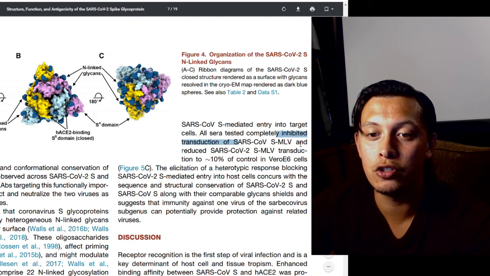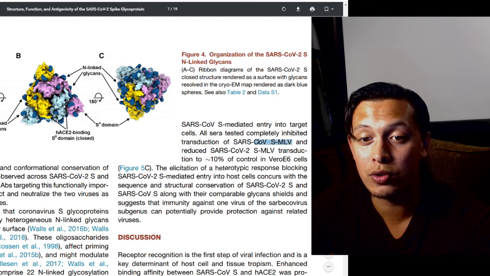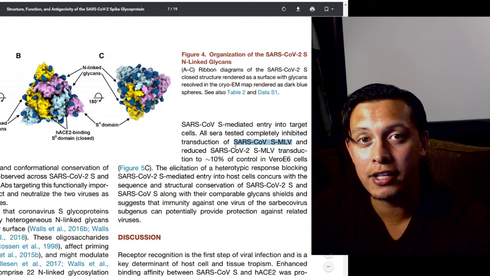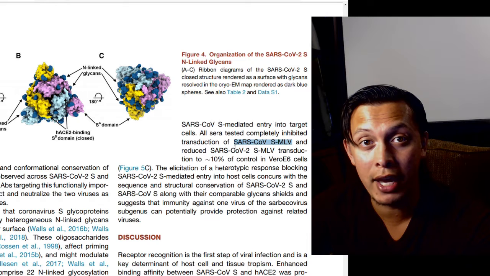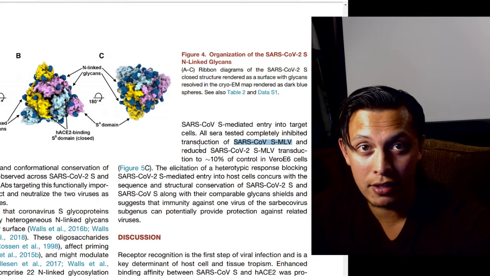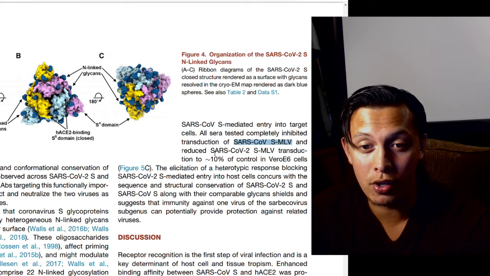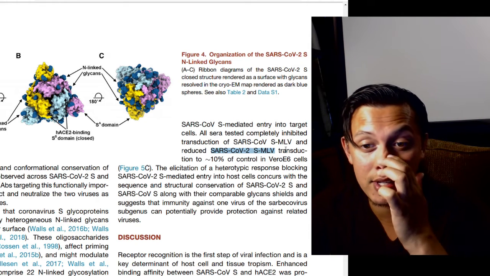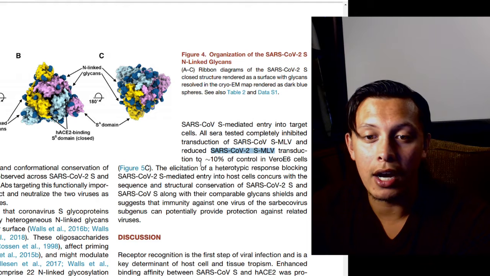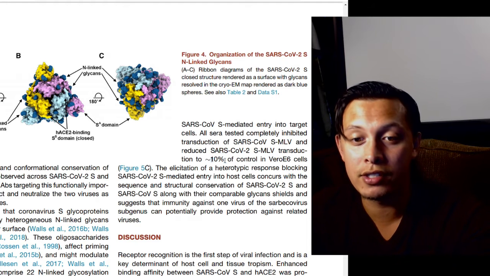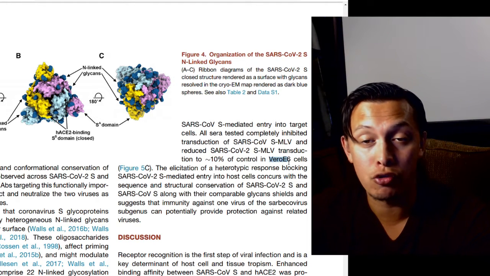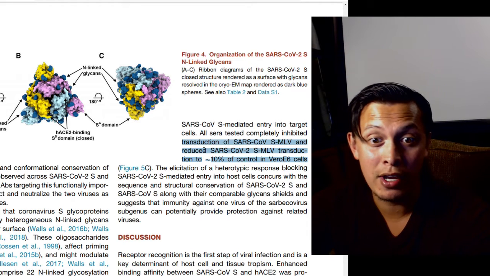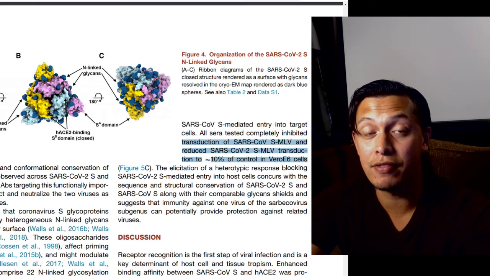So taking a virus that has the old SARS spike protein, getting the antibodies that were generated from that, completely inhibited this, but then it also inhibited this as well, the SARS-CoV-2 SMLV, the new one. And it reduced it down to 10% of control in these monkey cells. So if you can reduce the virus by a factor of 10, that is phenomenal.